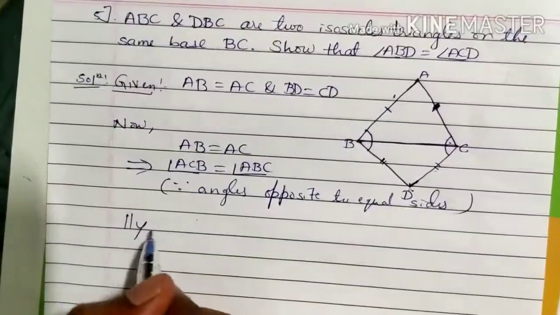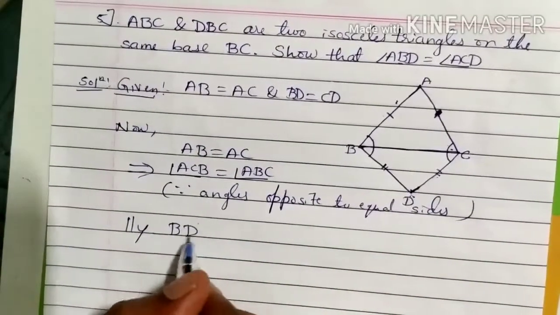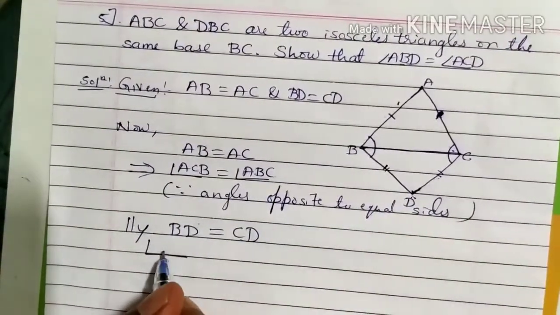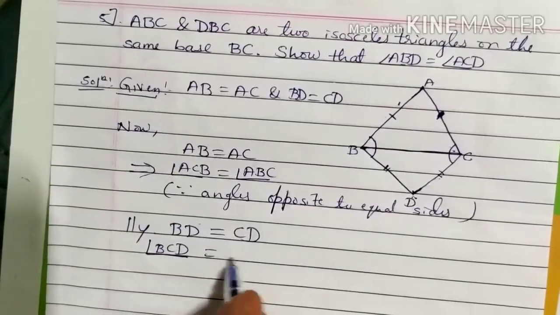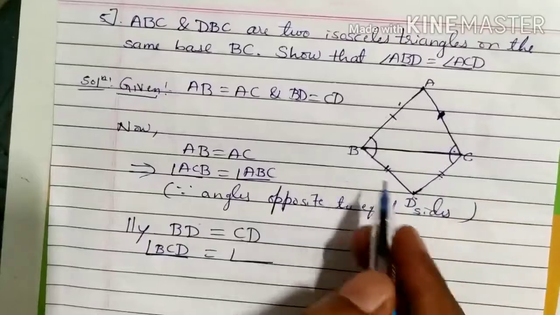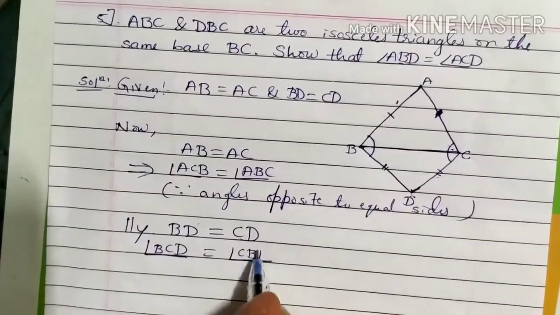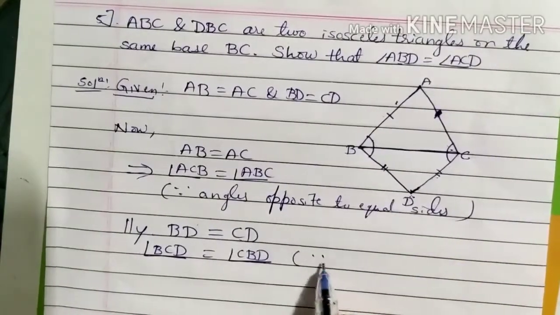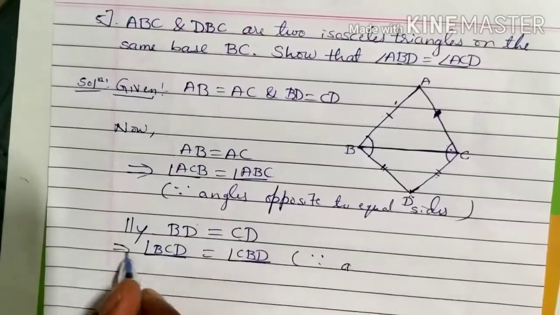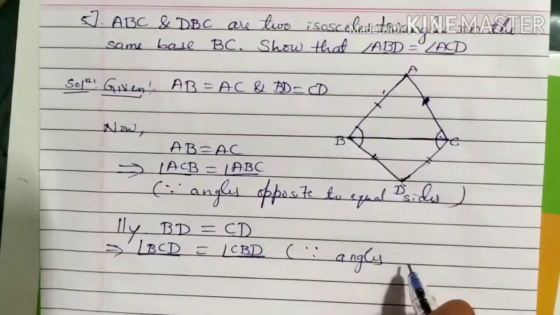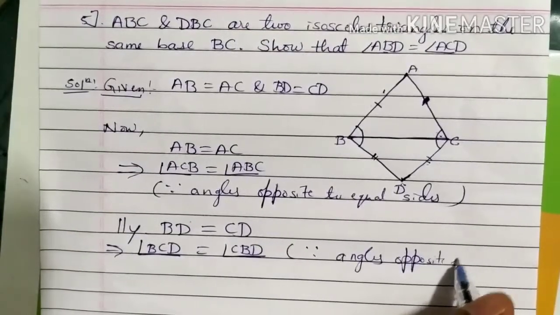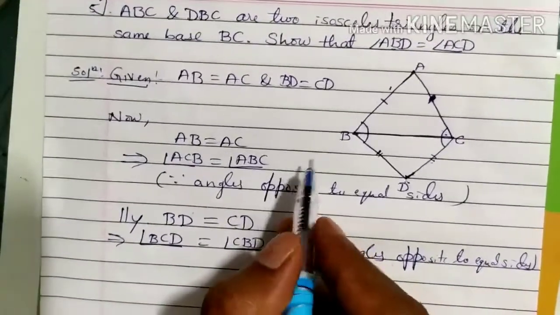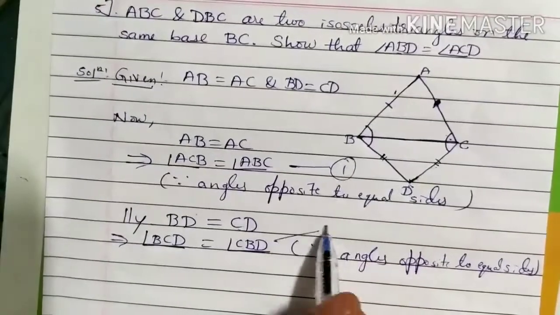Similarly, using triangle DBC, BD is equal to CD, which is given. That implies angle BCD is equal to angle CBD. These two angles are opposite to equal sides, so because angles opposite to equal sides are equal. Let me consider this as equation 1 and this as equation 2.